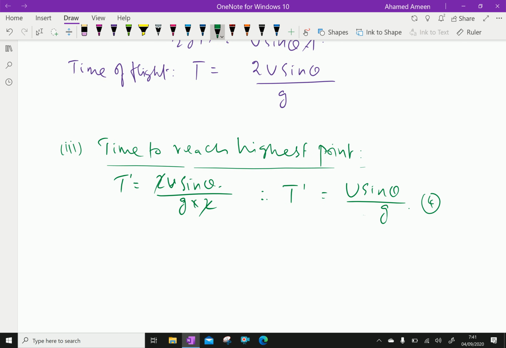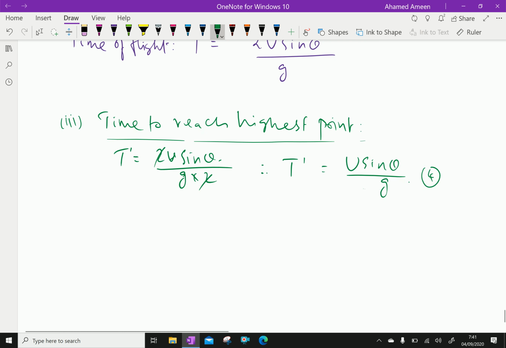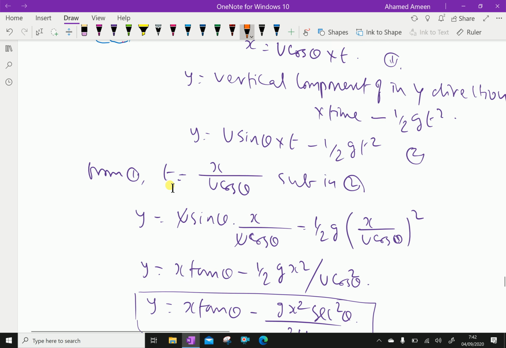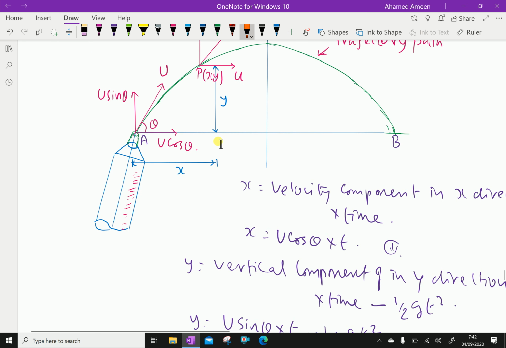Now horizontal range. Next one. Horizontal range means the total horizontal distance from the jet point to where the water reaches the ground at another point. That is this distance. This is called the horizontal range.